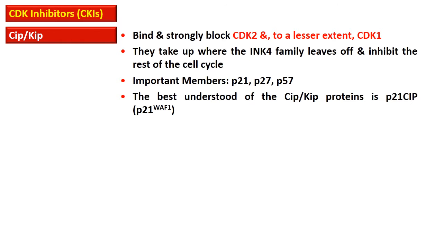Another group in the cyclin-dependent kinase inhibitor family is CIP-KIP, and these proteins bind and strongly block CDK2 and, to a lesser extent, CDK1. They take up where the INK4 family, the inhibitor of CDK4 family, leaves off and inhibit the rest of the cell cycle. The important members of the CIP-KIP family are P21, P27 and P57. Among these, the best understood is P21.